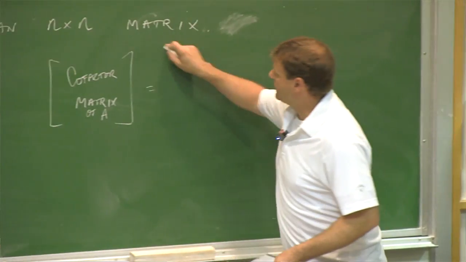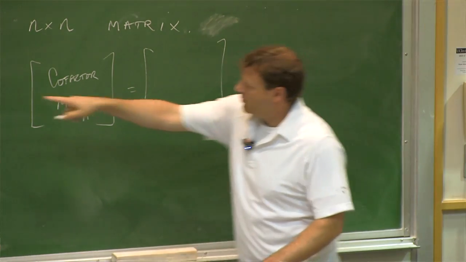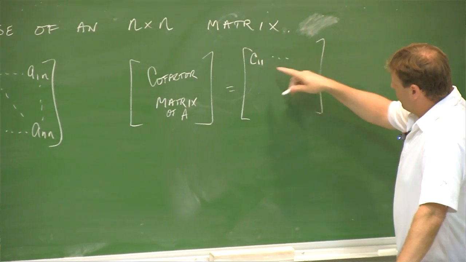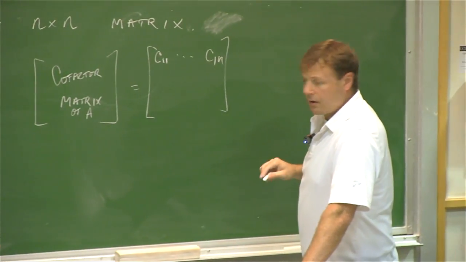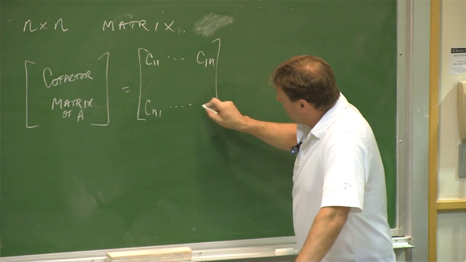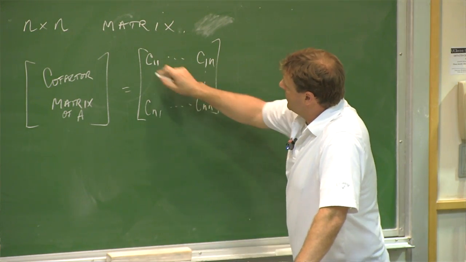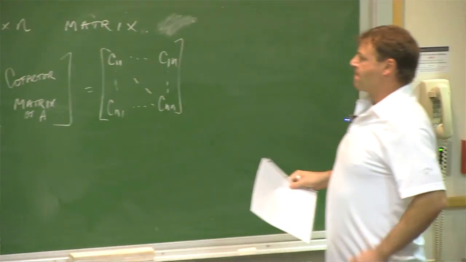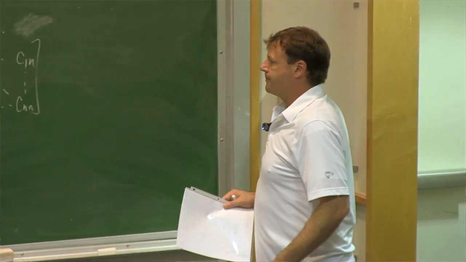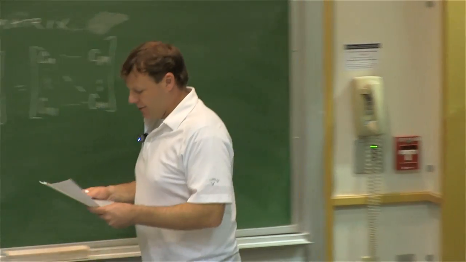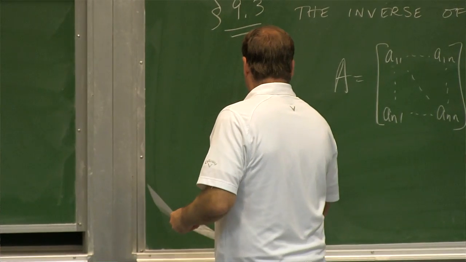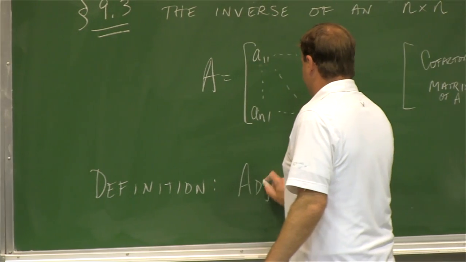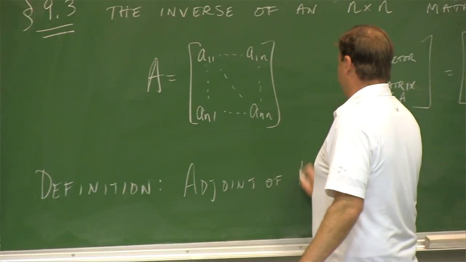Well, what should that be? Let's write some of the entries in. In the upper left-hand corner, I should have C11. That's the first row, first column. Then I should have the first row, nth column. Then the nth row, first column. And the nth row, nth column. So I'm basically just copying that, except with C's in it. That's what the cofactor matrix is. I can go calculate those. Each one of those is just a number. Now I want to introduce a new matrix, which is called the adjoint of A.